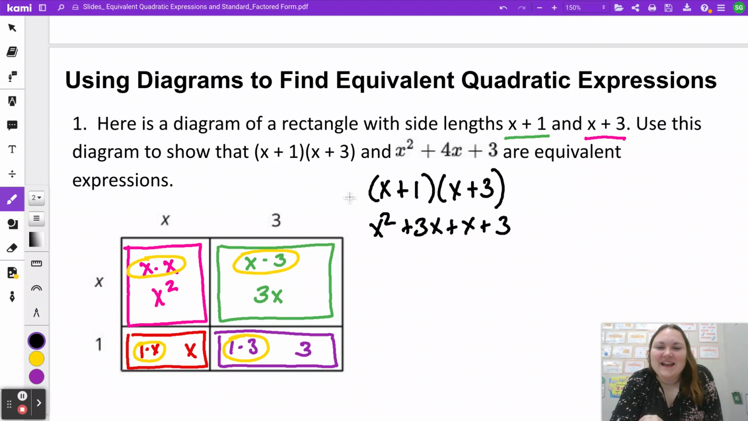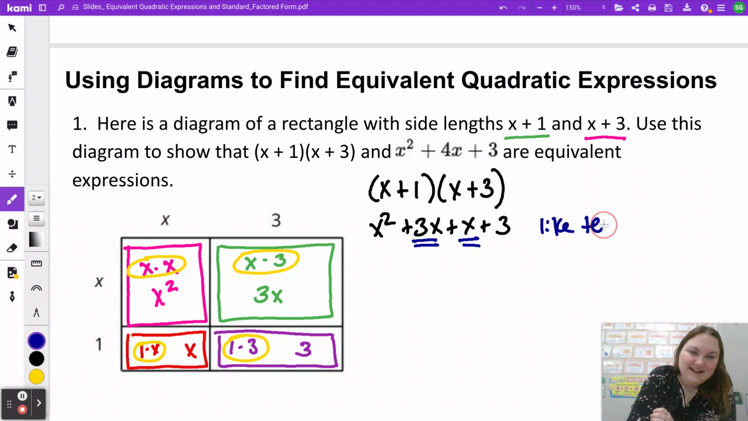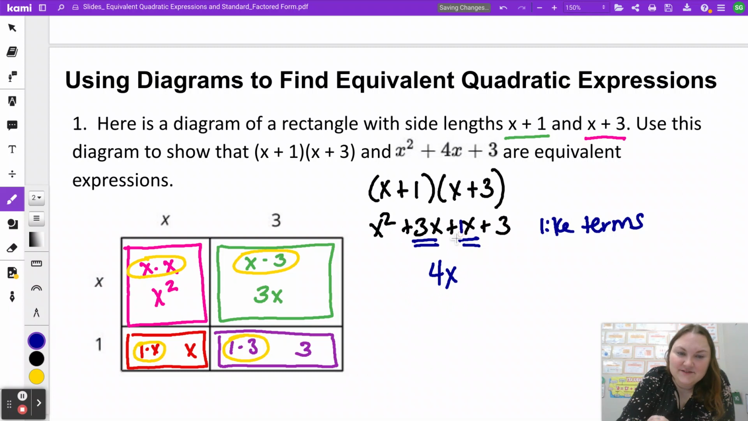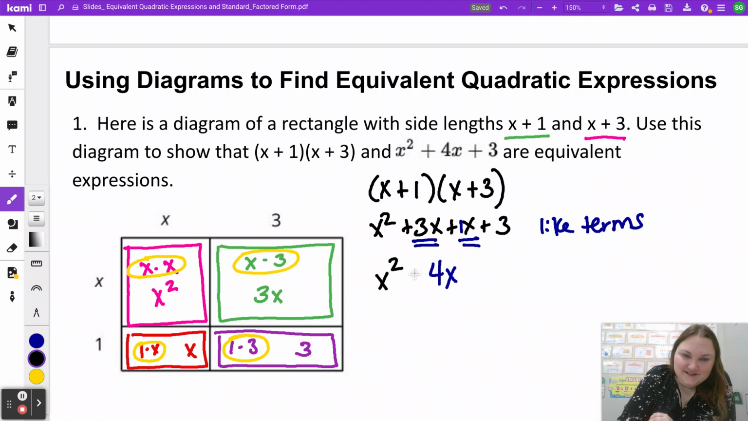We are trying to prove that x plus 1 times x plus 3 and x squared plus 4x plus 3 are equivalent. And notice I don't have x squared plus 4x plus 3 written. Where do you think that comes from? Well, there's one final thing I can do with this expression. Notice this term and this term, those are like terms. So we could simplify this by saying, well, 3x plus x is the same thing as 4x. Remember plus x, there's that 1 right there. So 3x plus 1x is 4x. And so we get our final answer, x squared plus 4x plus 3.